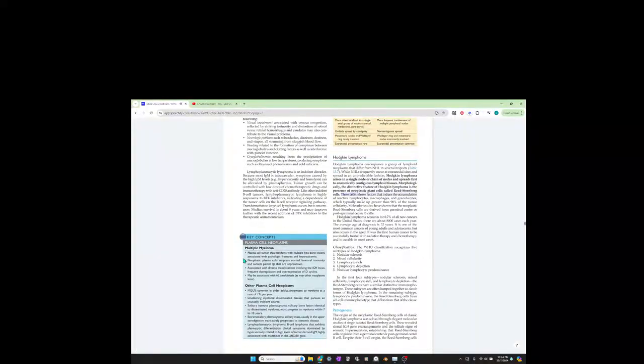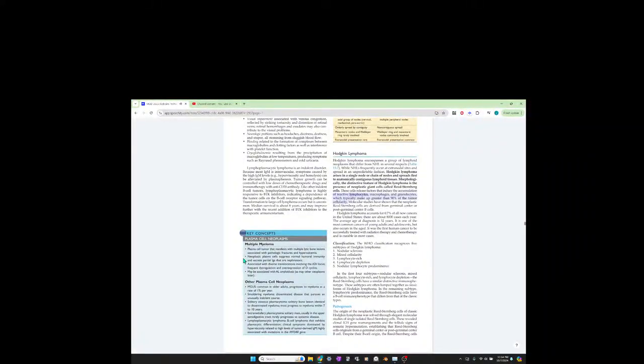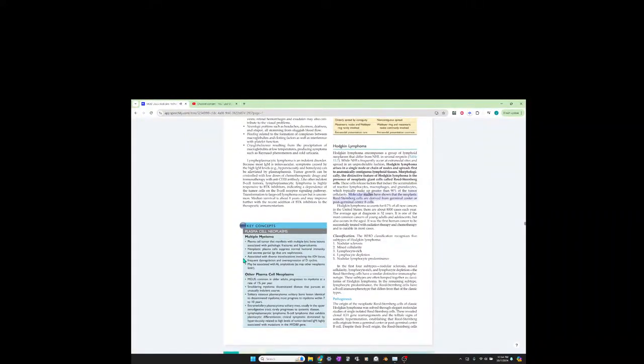These cells release factors that induce the accumulation of reactive lymphocytes, macrophages, and granulocytes, which typically make up greater than 90% of the tumor cellularity. Molecular studies have shown that the neoplastic Reed-Sternberg cells are derived from germinal center or post-germinal center B cells.